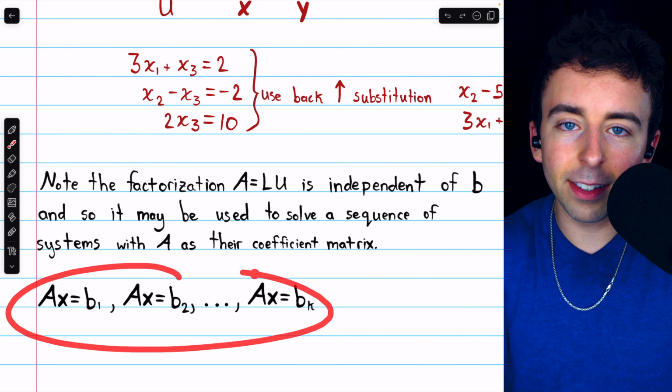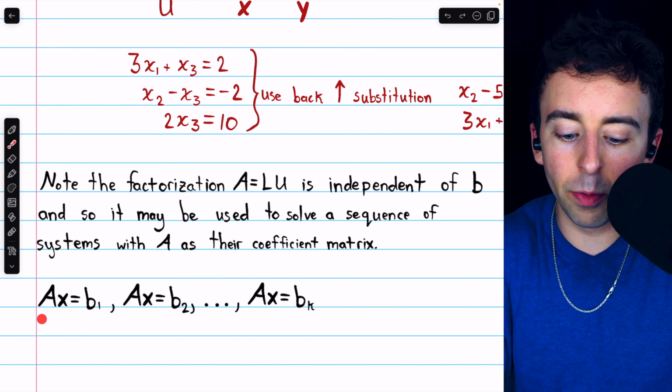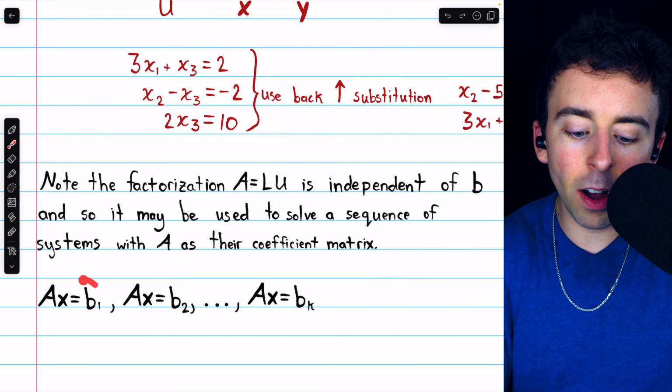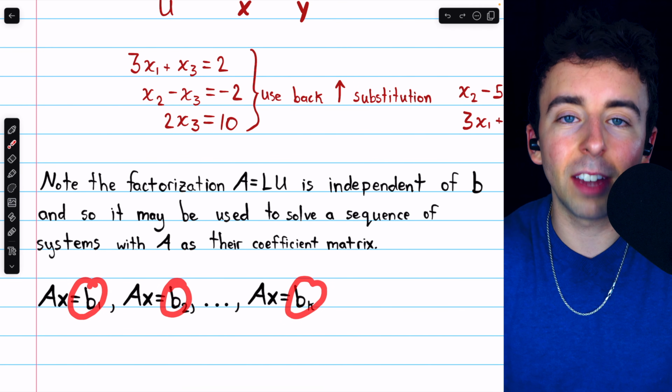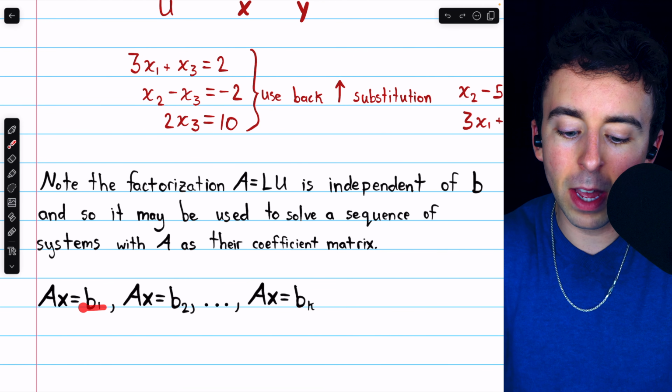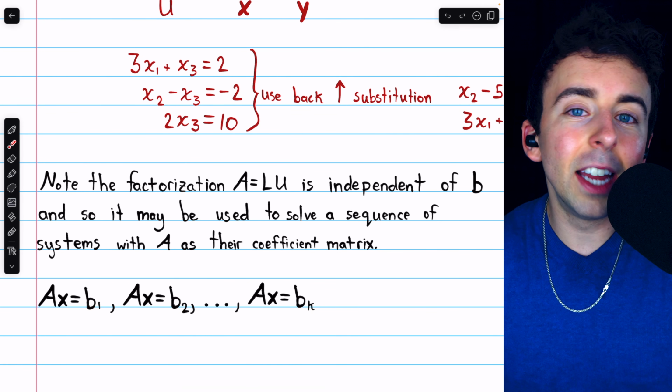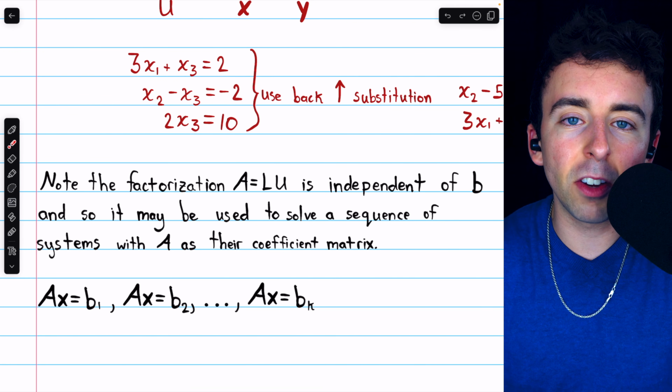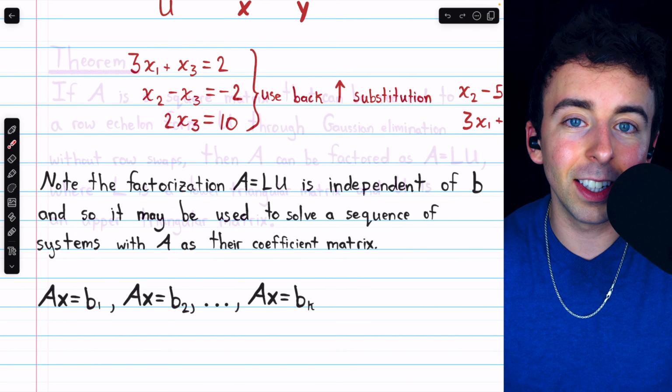A situation like this arises naturally when the coefficient matrix is fixed, but the constant vector is varying. For example, it may vary over time. The coefficient matrix stays the same, but the constant vectors could change, and you could use that same LU decomposition to solve all these systems very easily.